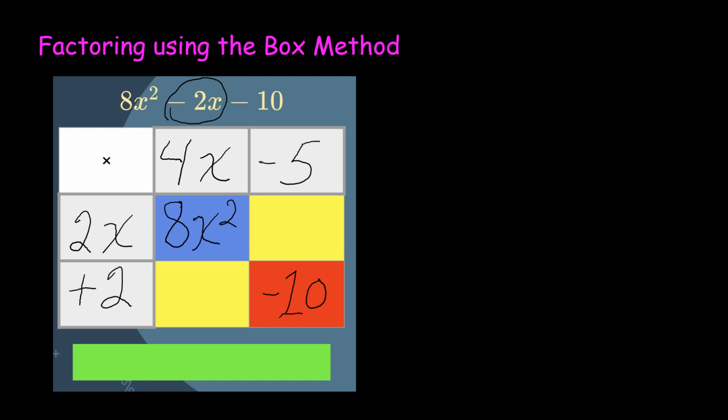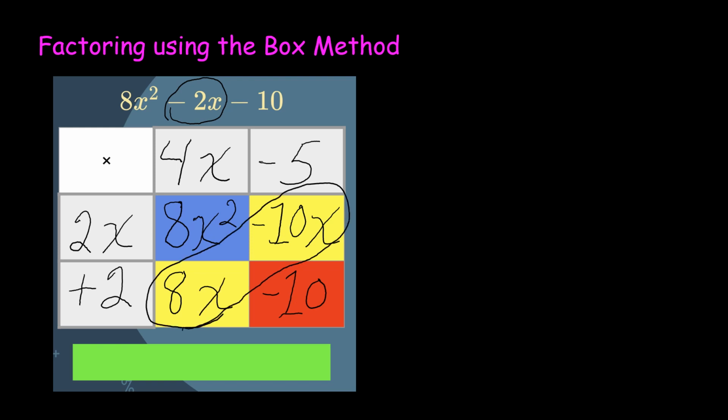Let's see what that gives us. Well, it looks like that gives us minus 10x and 8x. Well, let's check this middle, the yellow. Let's see what that does for us. Let's see if we need negative 2x. That is going to work.